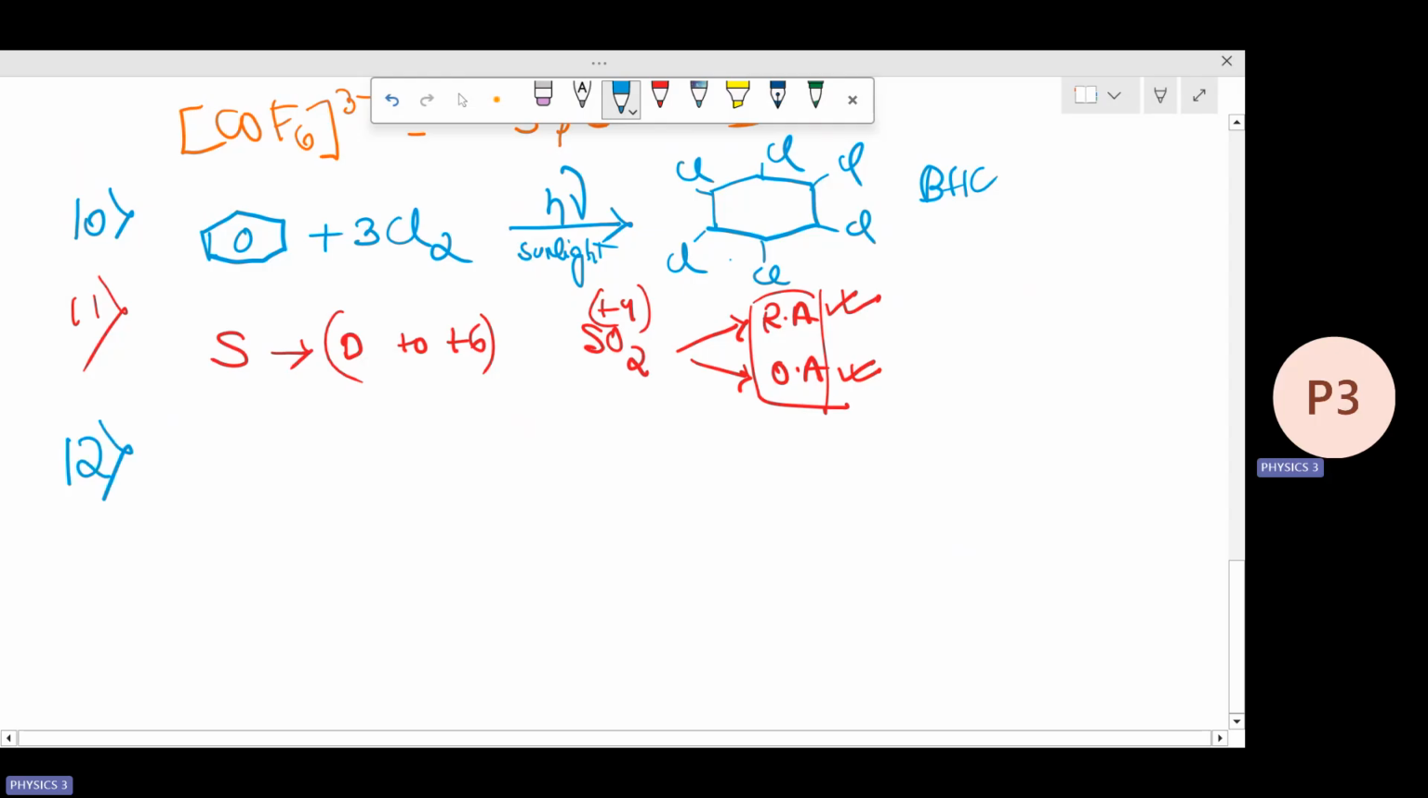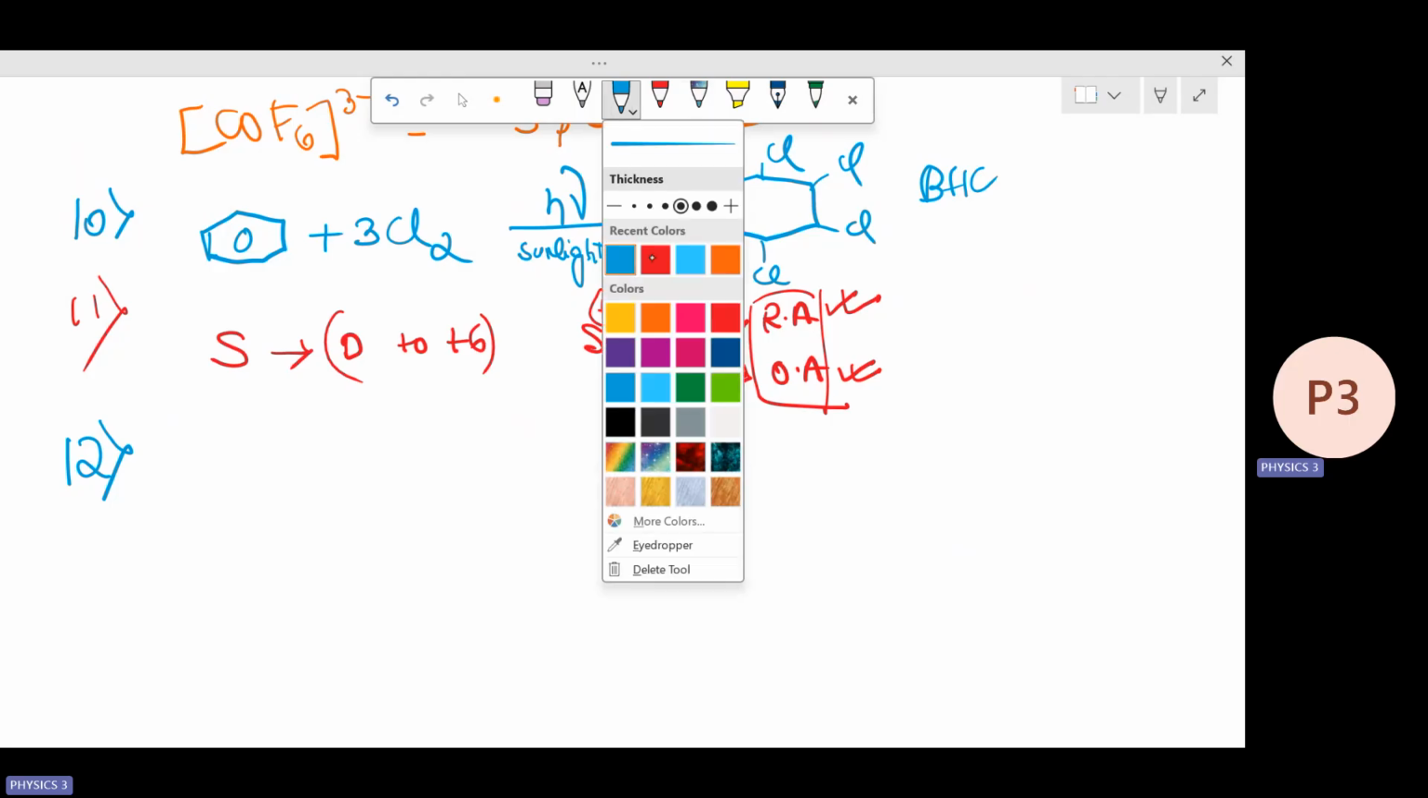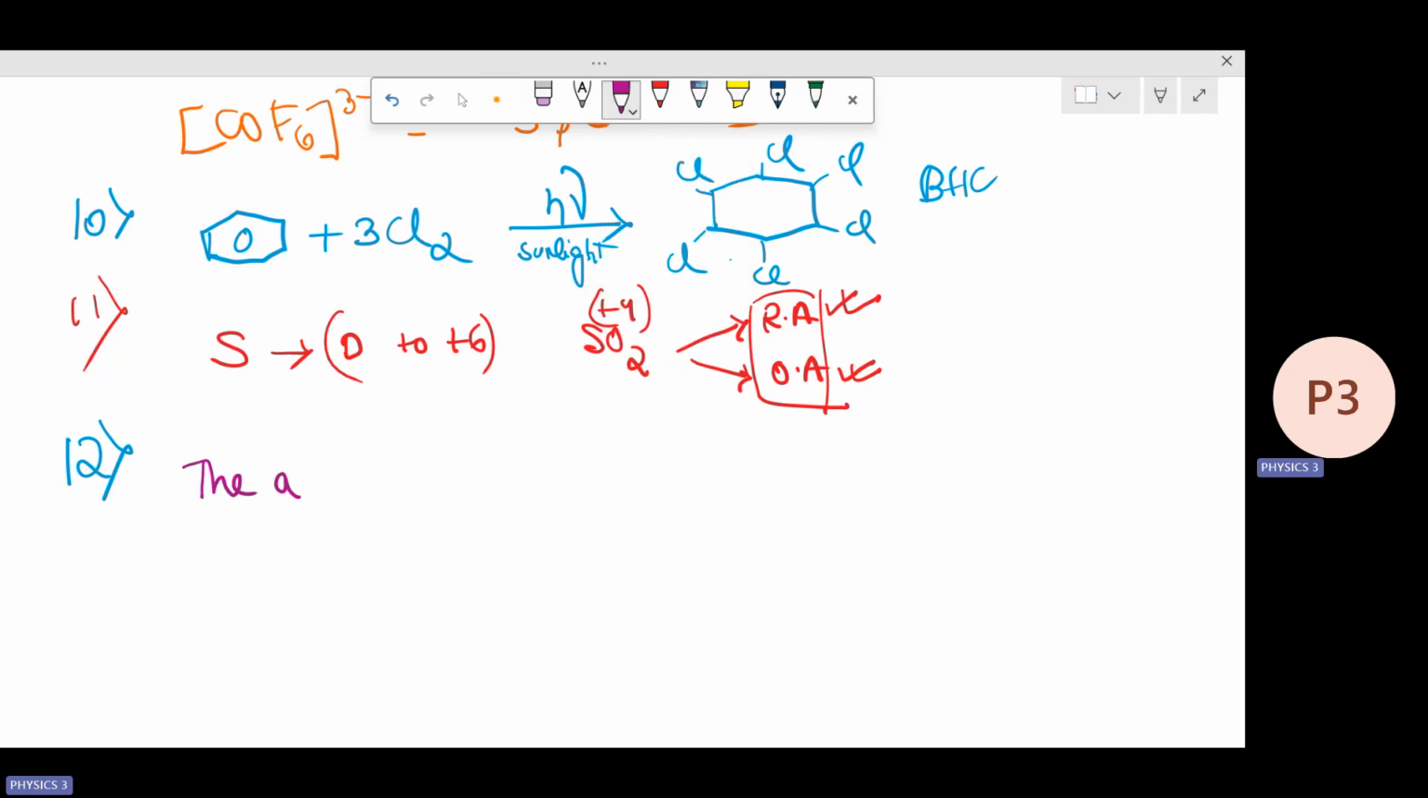Question number 12. They are asking when the rate constant of a reaction becomes equal to the pre-exponential factor. It becomes equal to the pre-exponential factor whenever the absolute temperature is infinity. Whenever the absolute temperature is infinity, we see that the rate constant of a reaction becomes equal to what? It becomes equal to the pre-exponential factor.